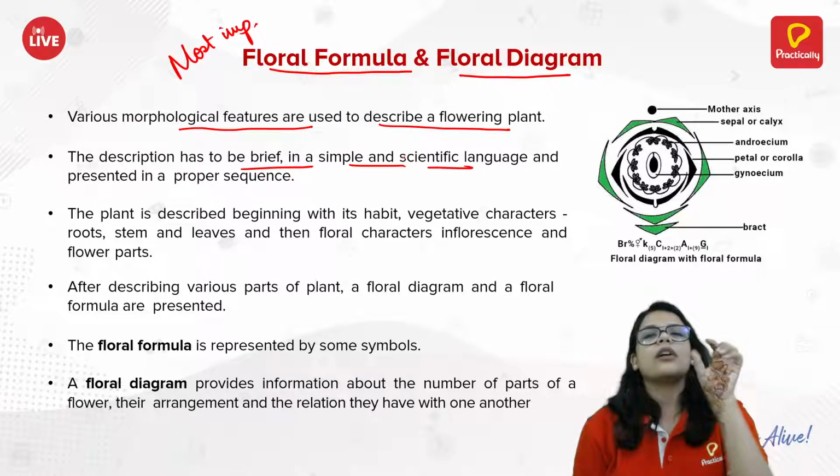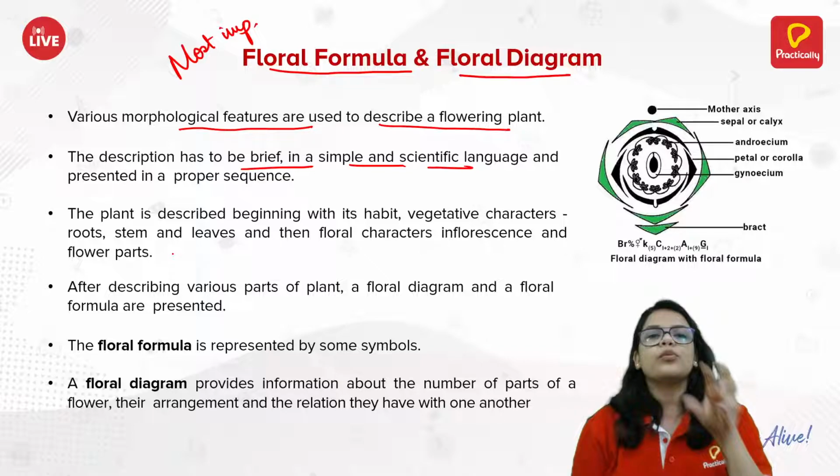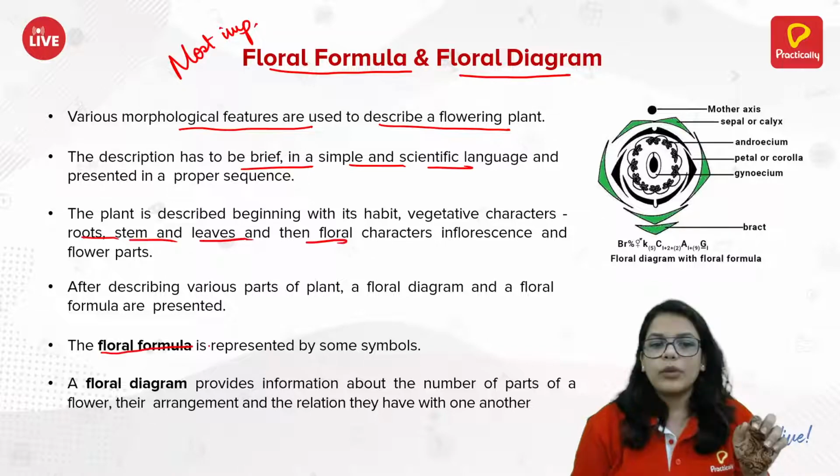Okay, and with that you can say which one has the roots, the stem, the leaves, floral characteristics, everything is put in that formula. The floral formula is represented by some symbols, and with the help of the diagram only, you can actually figure out the formula. So here you can see what is there.